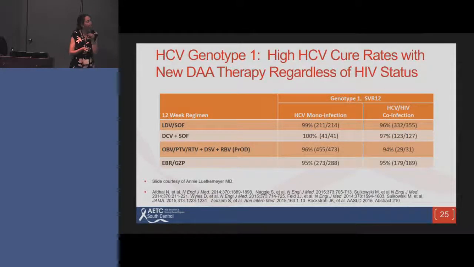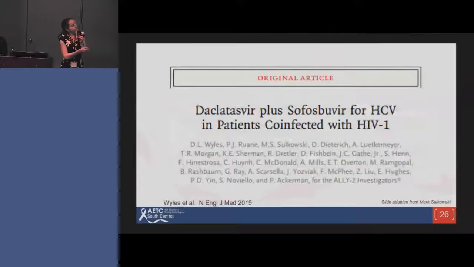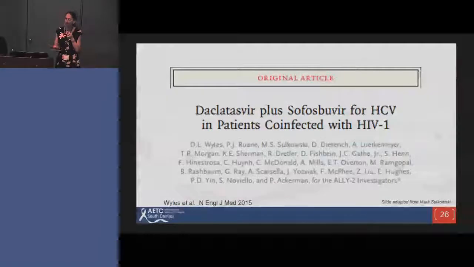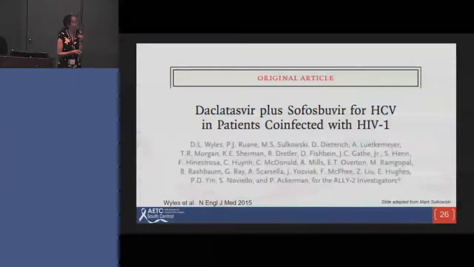So first I want to talk about this study, daclatasvir plus sofosbuvir for hepatitis C in co-infected patients. Daclatasvir is an NS5A inhibitor, so it's going to interfere with virus budding. Sofosbuvir is an NS5B inhibitor, so it's going to interfere with RNA replication.